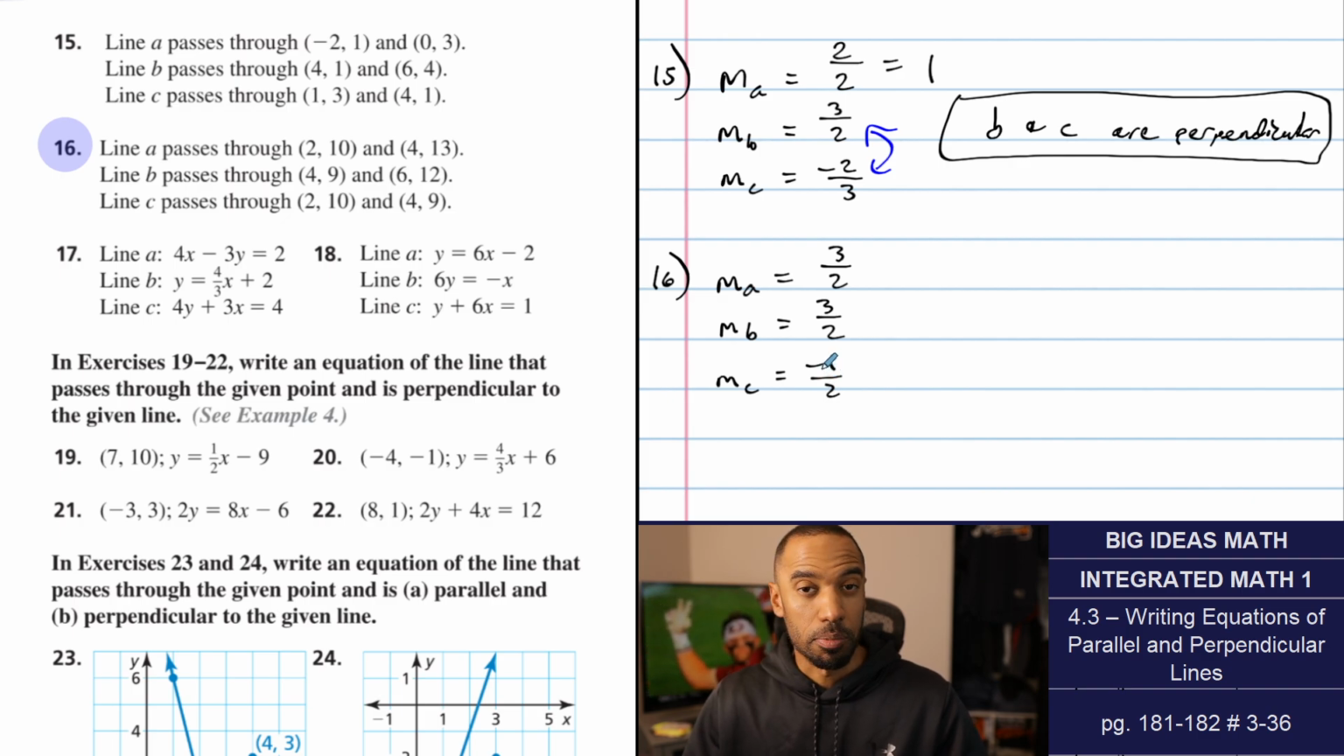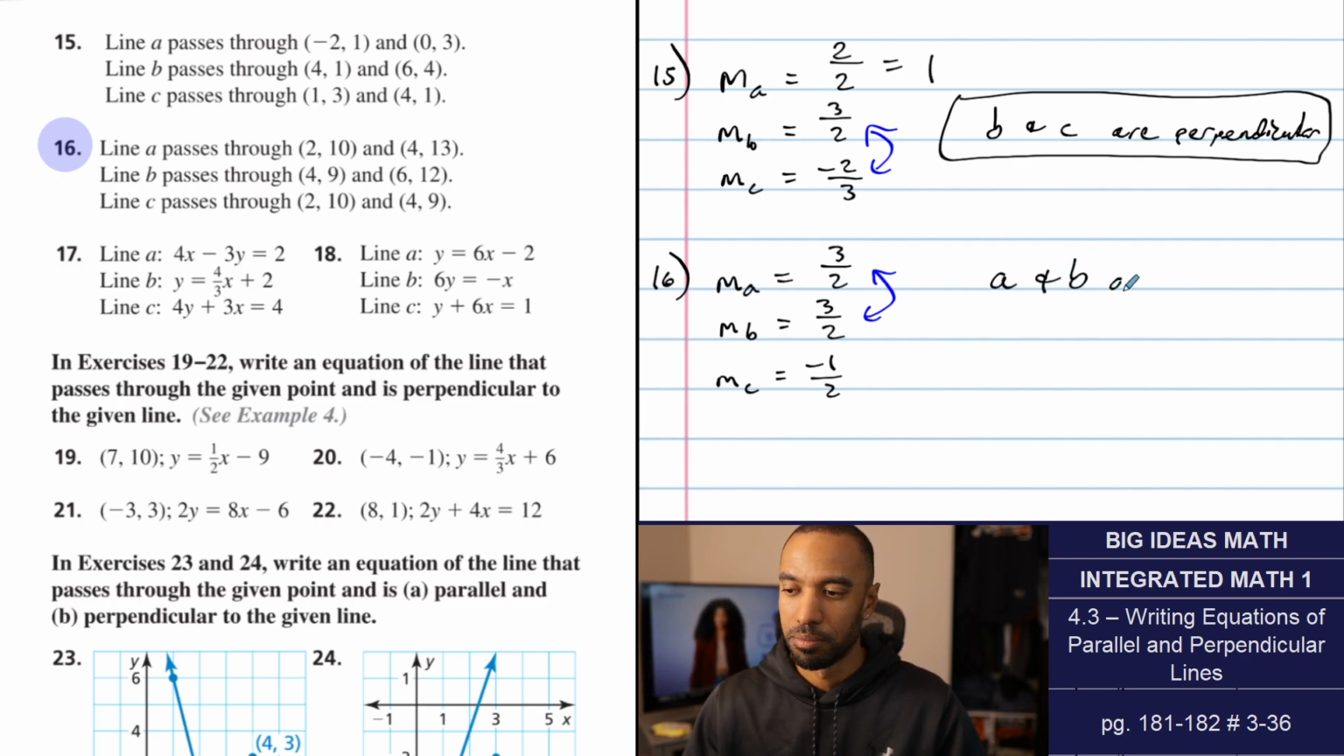Negative but not opposite reciprocal. It's opposite but not reciprocal of these two. And these two are parallel to each other. So lines A and B, once again, are parallel. Not enough perpendicular going on.